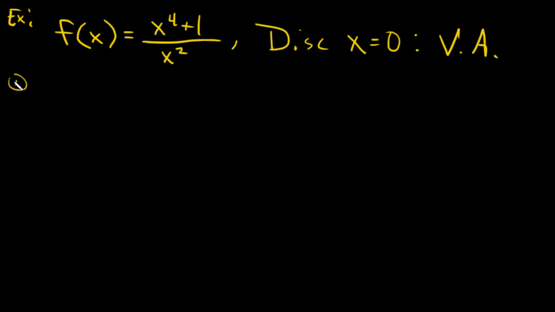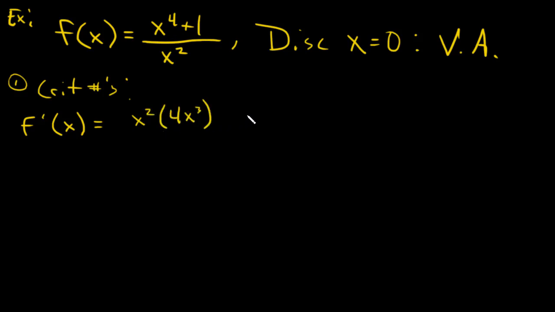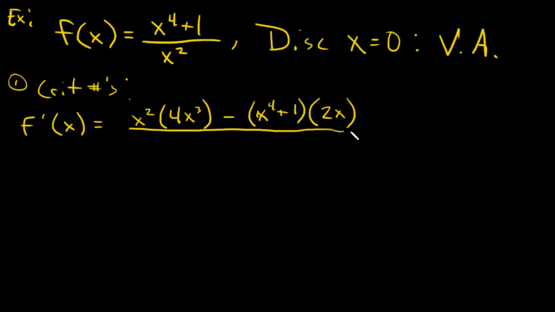Now I need to do step 1, go for the critical numbers. Okay, so the critical numbers are going to be where f prime has discontinuities and is equal to 0. So f prime of x is going to equal, well, this is a quotient. So the bottom, x squared, times derivative of the top, 4x cubed, minus the top, x to the fourth plus 1, times derivative of the bottom, 2x, and all of that over the bottom squared. x squared squared gives me x to the fourth.